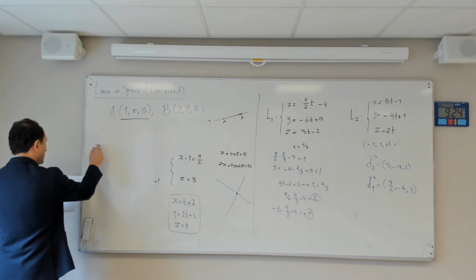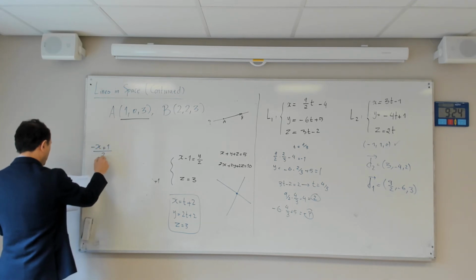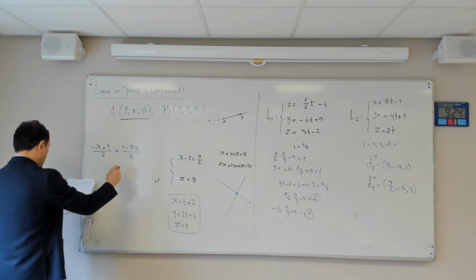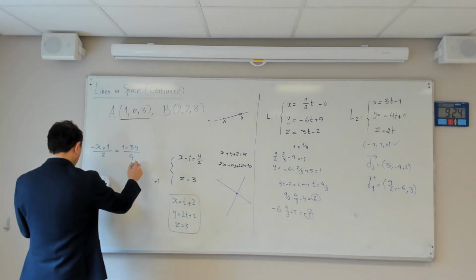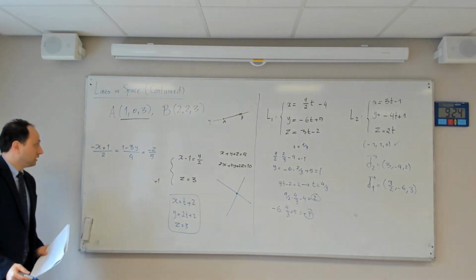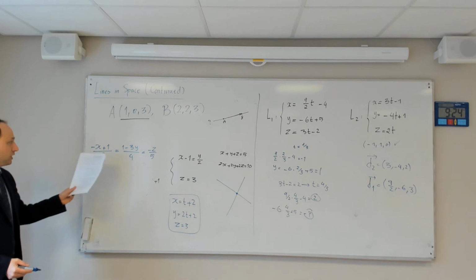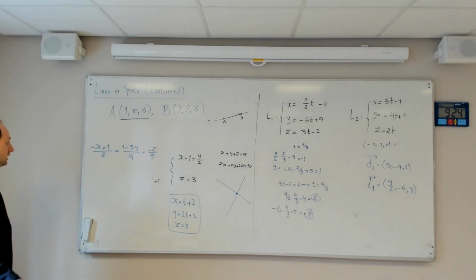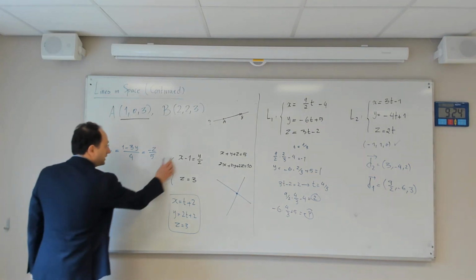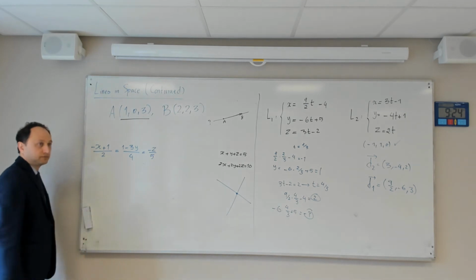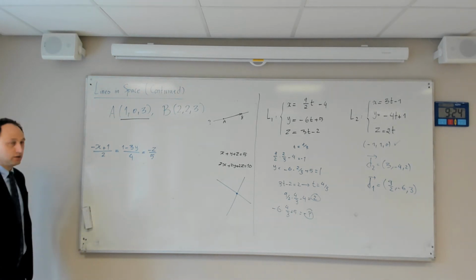So here, (x minus 1) divided by minus 1, that is, minus x plus 1 divided by 2, equals 1 minus 3y divided by 4, equals minus z divided by 5. I hope you agree with me this is an equation of a line. You have enough experience to see that. If I ask you, find a random point on this line, how do you do that?